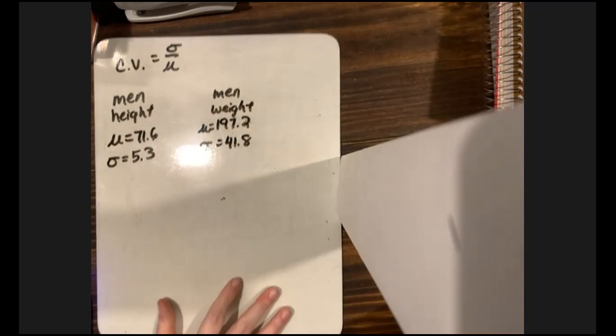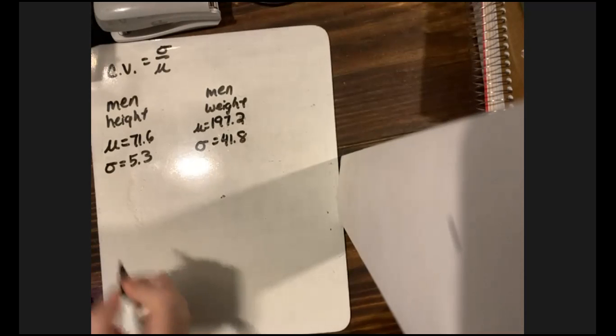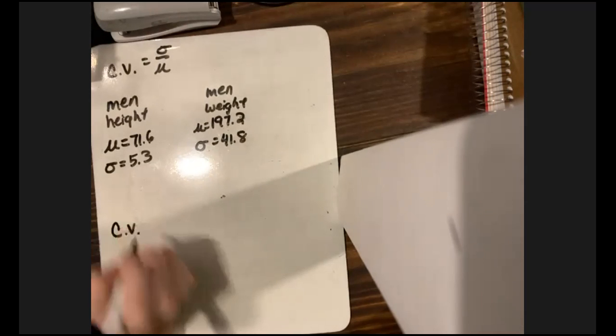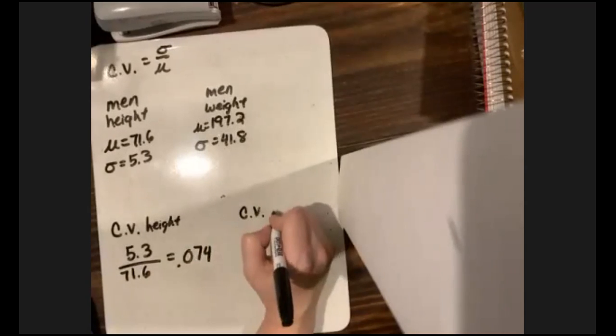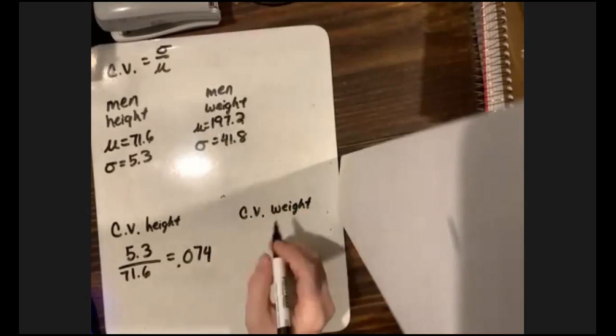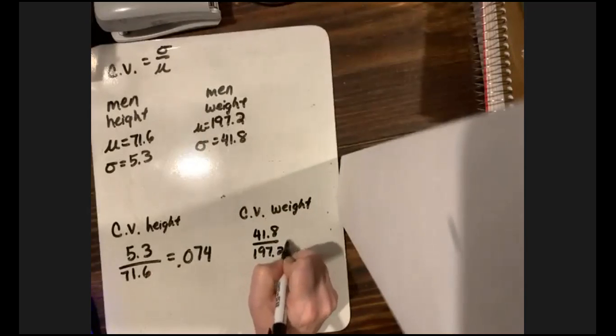So the concept here is these values are smaller because we're talking about height and we're doing it in inches, but we've got weight that's a lot higher on the value. So they ask us to compute the coefficient of variation for the height. That's going to be 5.3 over 71.6, which is 0.074. And then they ask us to compute the coefficient of variation on the weight. So that one is going to be 41.8 over 197.2, and we get 0.212.